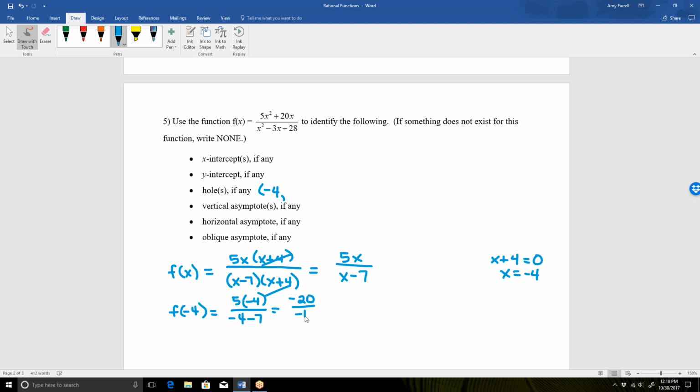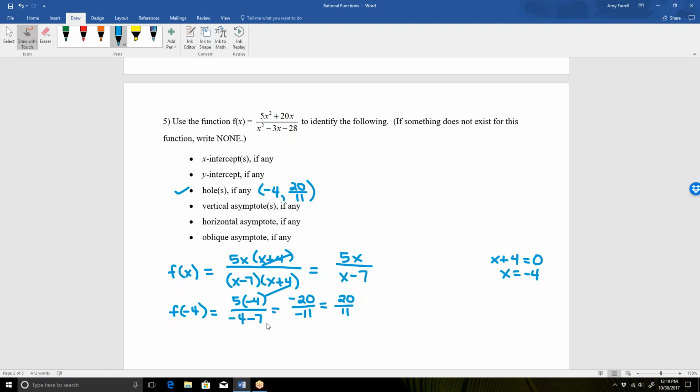So I'm getting negative 20 over negative 11. A negative divided by a negative is a positive. And so the y-coordinate of the hole would be 20 over 11. Okay, so we found the hole.